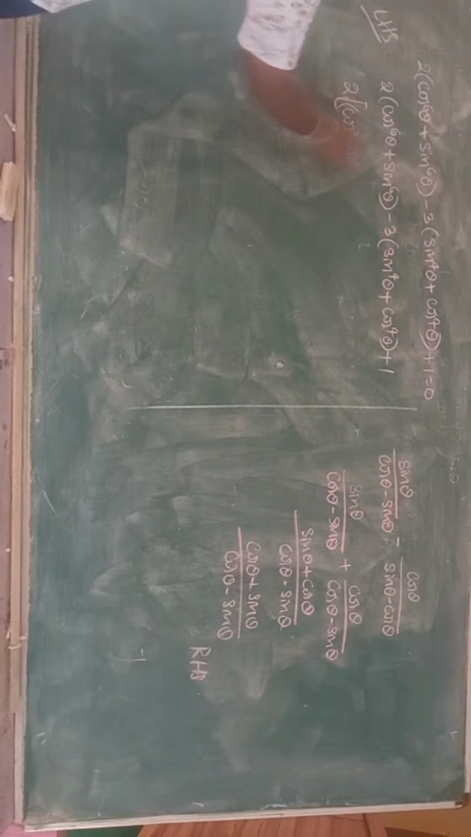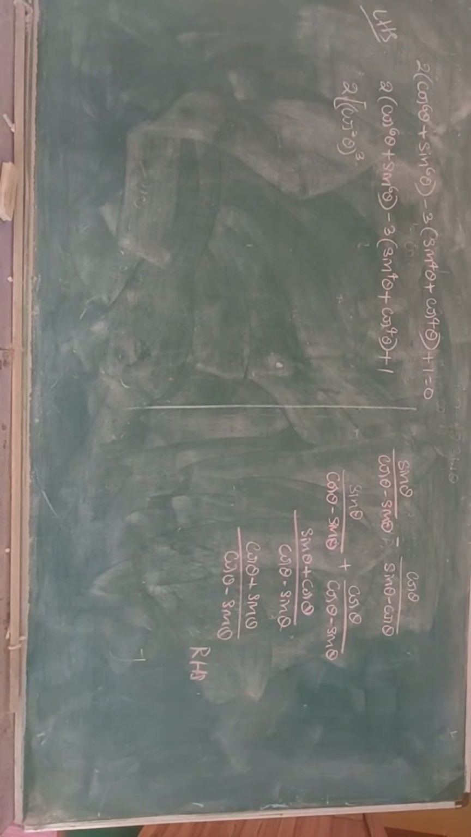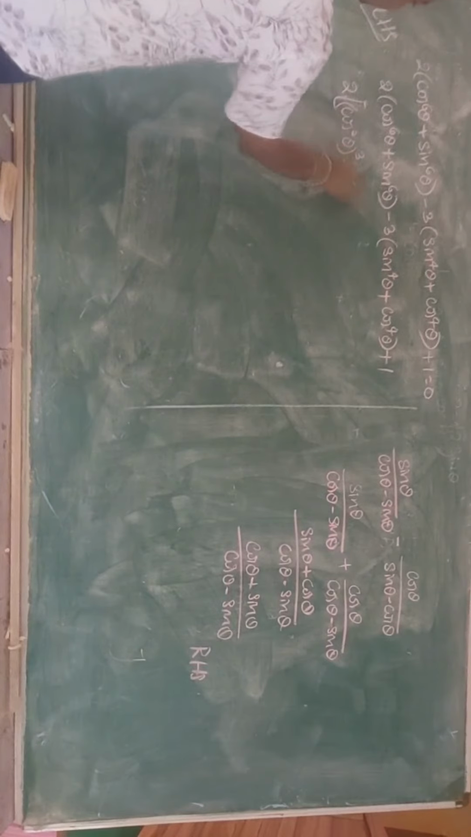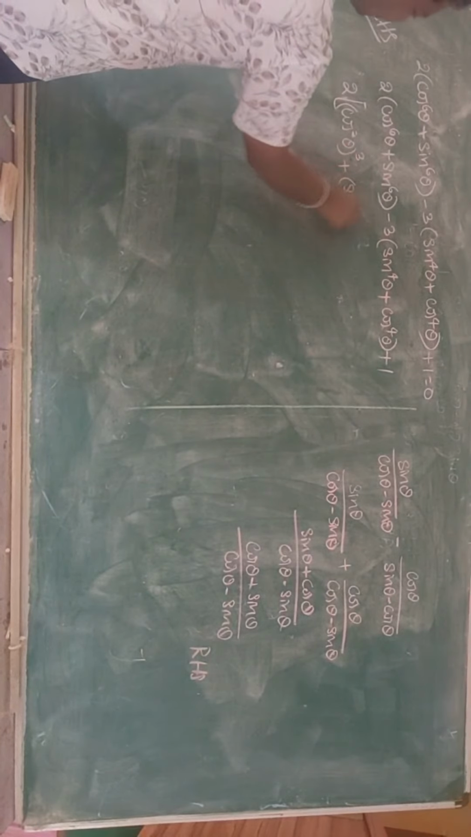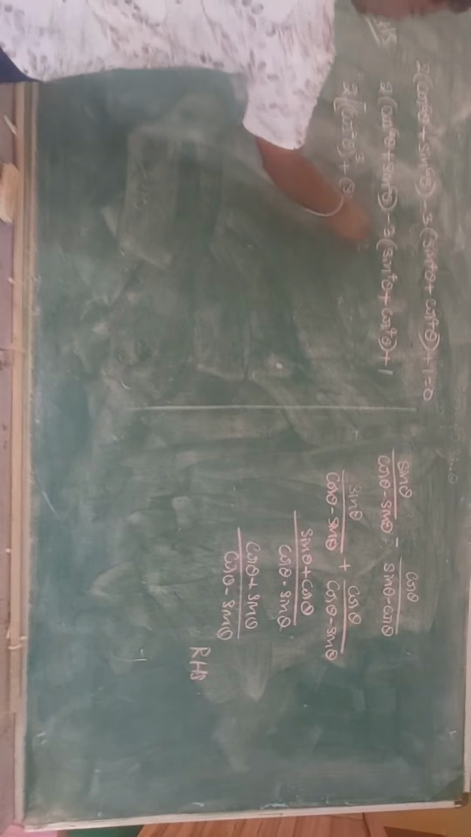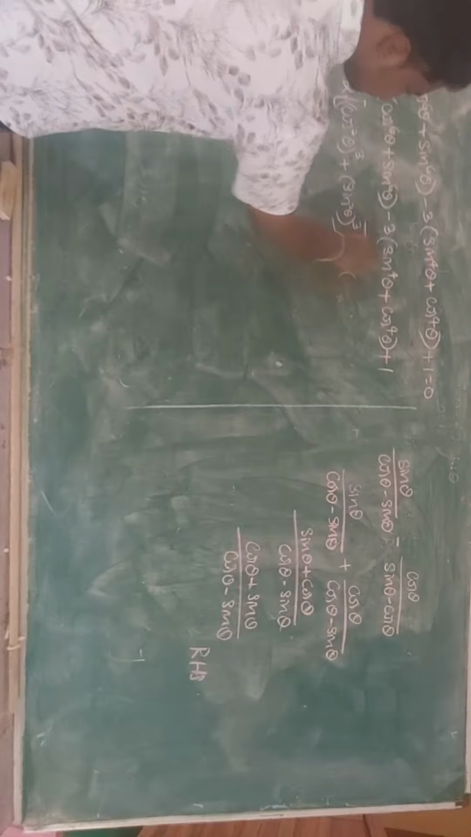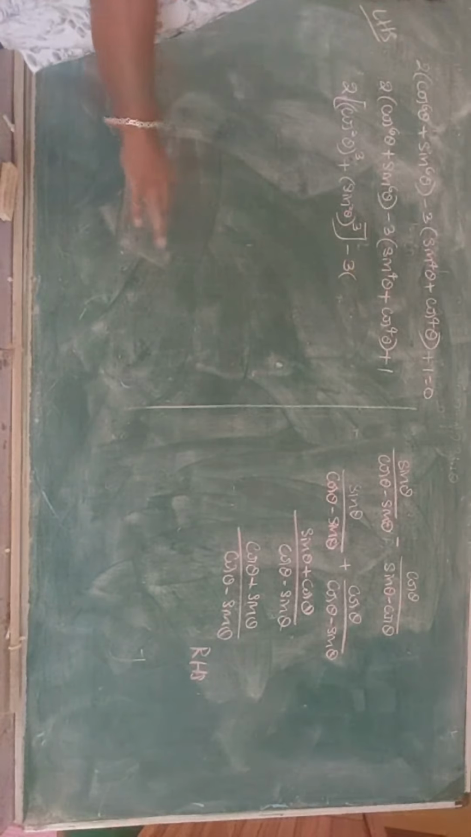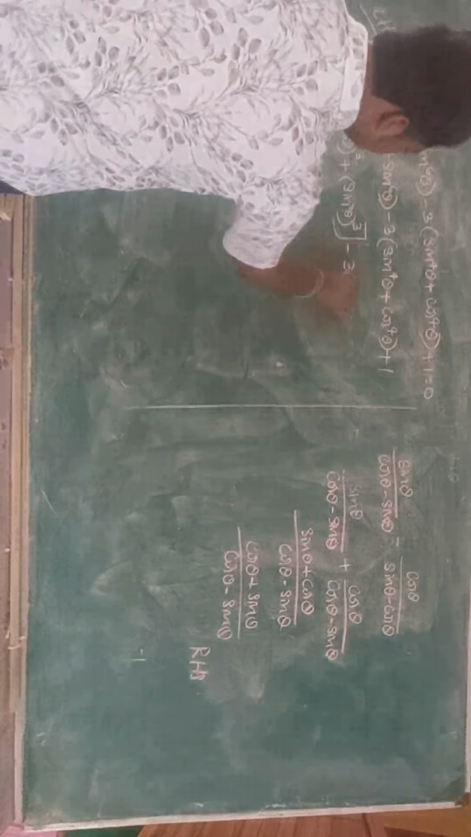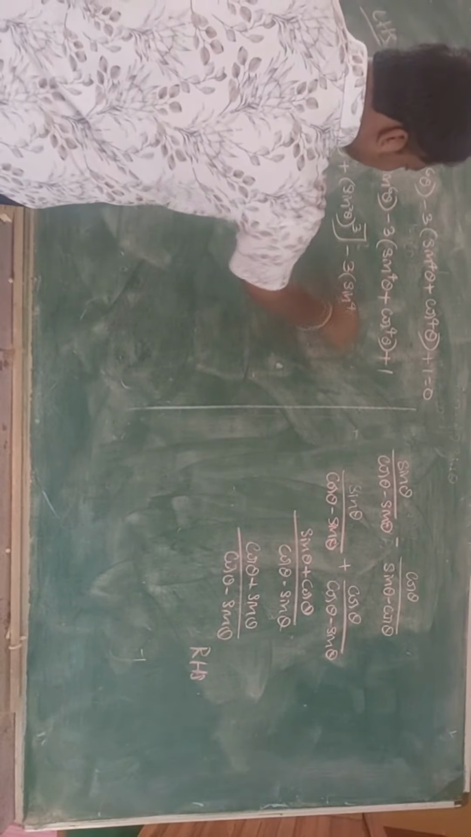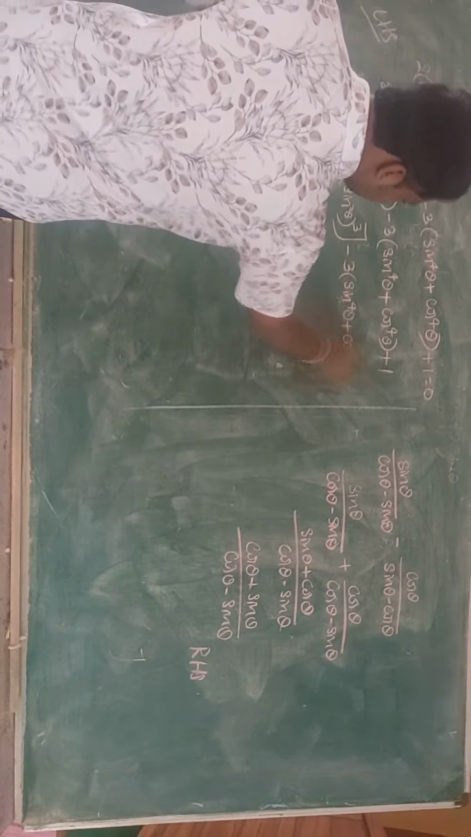Cos square theta whole cube. 2 3s are 6, correct? Plus sin square theta whole cube, bracket complete. Minus 3, this one you can write as it is. Now you can write as it is. Afterwards we will see. 3 sin to the power 4 theta plus cos to the power 4 theta plus 1.